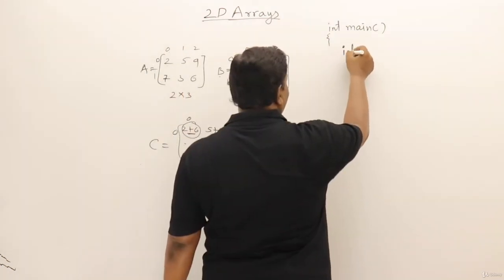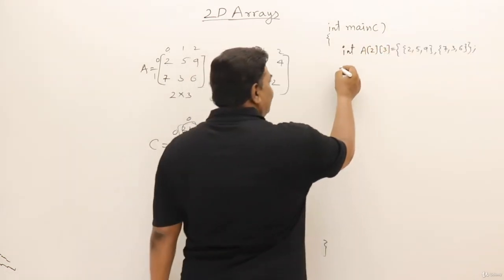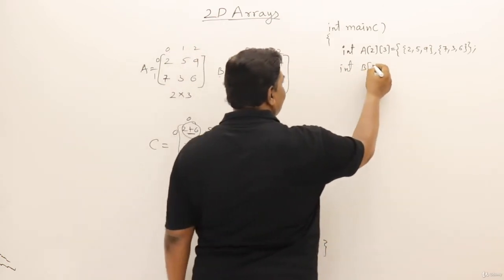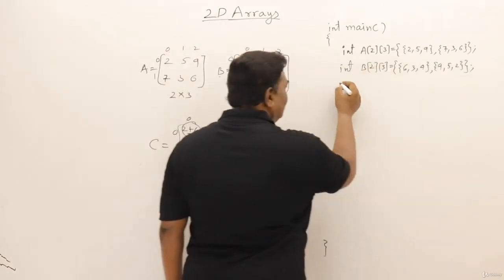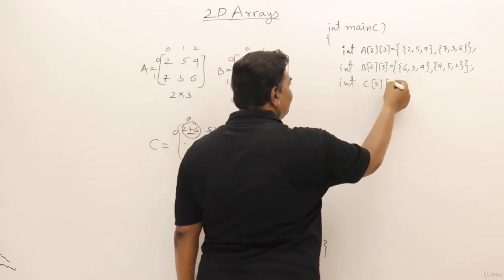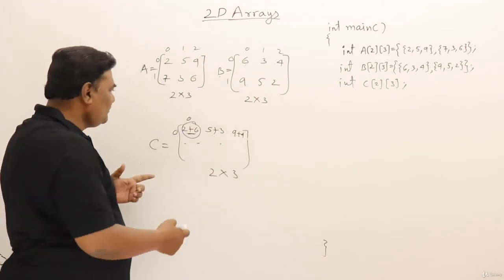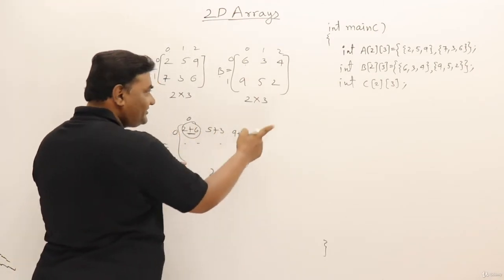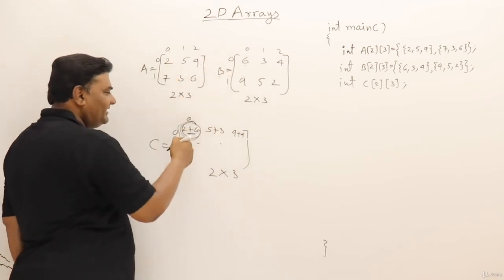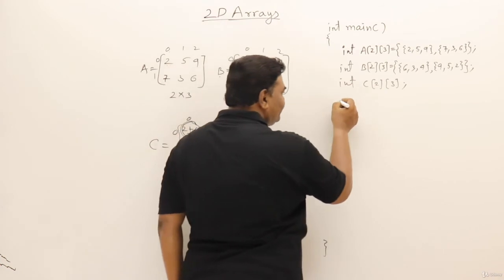First matrix I will take A, 2 rows, 3 columns. The second matrix B, I will take the same, 2 and 3. Then I need one more matrix, that is C. For that also I will create an array. Now what I have to do is go through all these empty locations in C, and for each location I should get the elements added from A and B. So I can browse through all these locations by using two for loops.